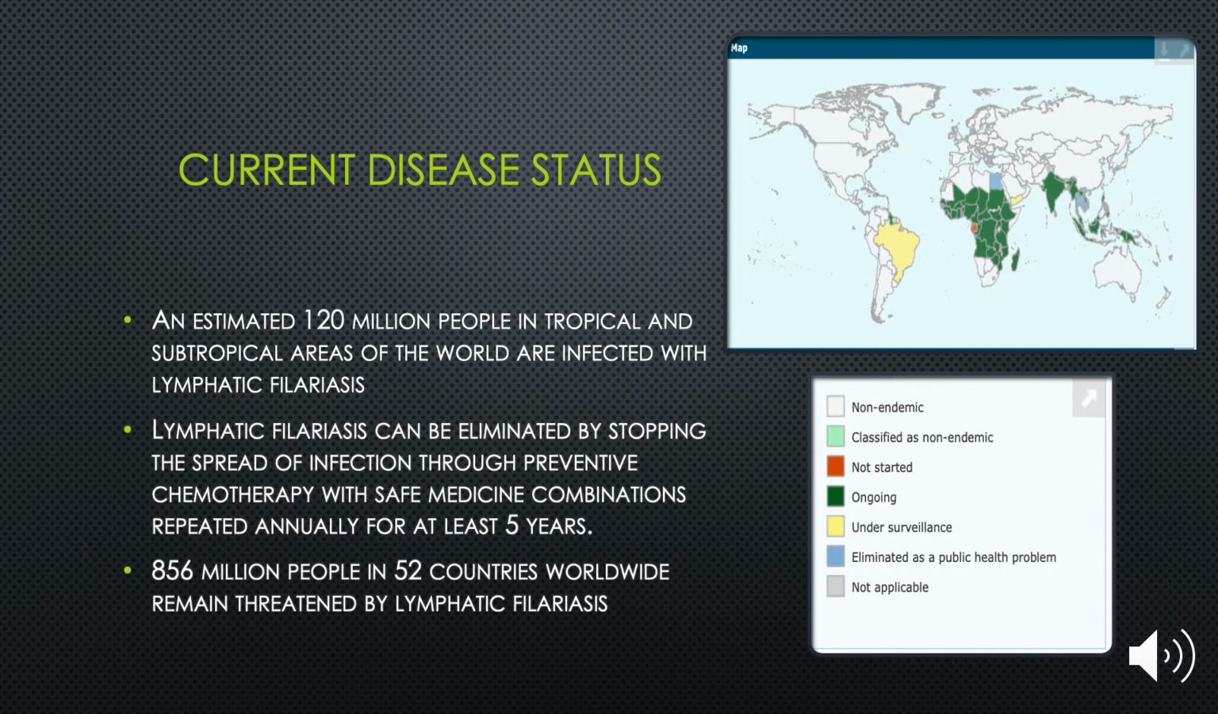So the current disease status is 120 million people in the tropical and subtropical areas of the world are infected with lymphatic filariasis. 856 million people are threatened in 52 countries by lymphatic filariasis. And the only way to stop lymphatic filariasis right now is preventative chemotherapy with safe medication combinations for at least 5 years. And so when we talk about 120 million people, it's going to be hard to cure all of them.